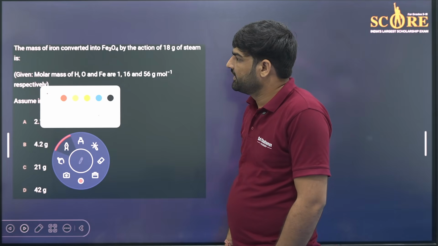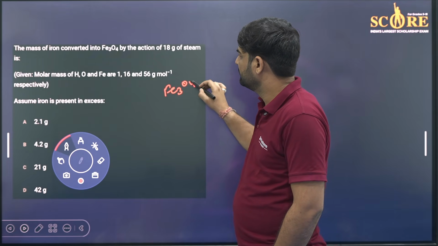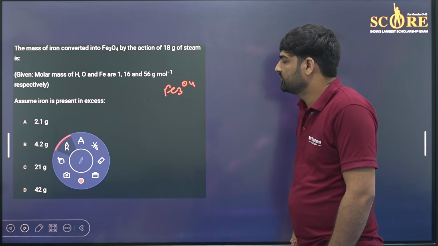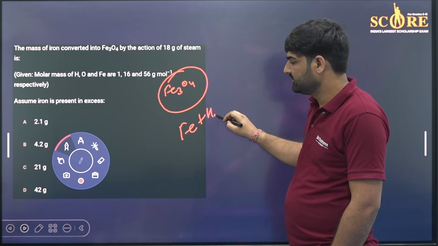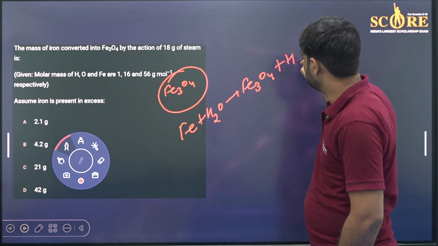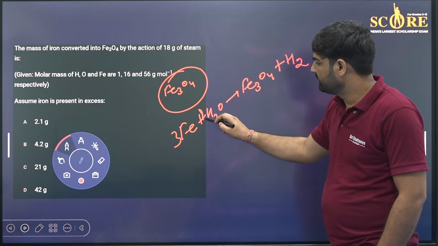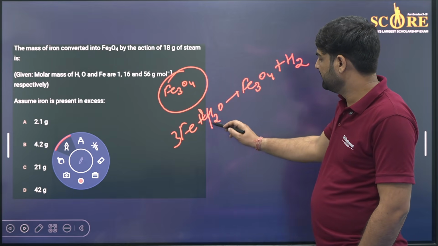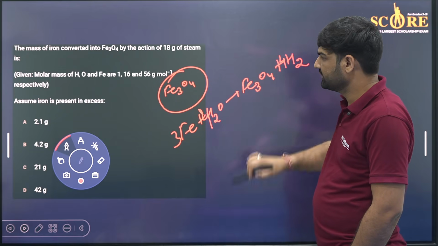Next, mass of iron converted into Fe3O4 by the action of 18 gram of steam is. So the reaction will be iron plus steam will be converted into Fe3O4 plus H2. If you want to balance the reaction, 3Fe, then 4H2O, Fe balance, H2O balance, and this will be 4H2.